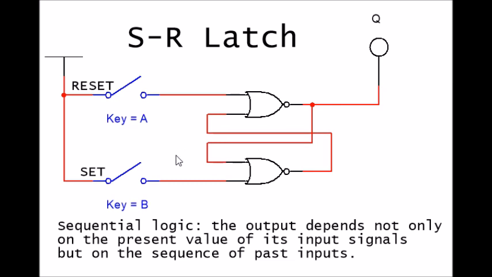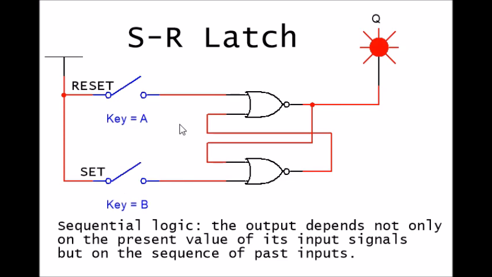So I'm going to flip down key B here, and you can notice the light comes on, and now I'm going to open it, and the light stays on. Wait a minute. Last time I had both switches open, the light was off. Let me try that with A again. I'll flip down A, the light goes off, and I will open the circuit, and the light stays off. So sometimes when I have an input of 0, 0, the light is off. Sometimes when I have an input of 0, 0, the light is on.